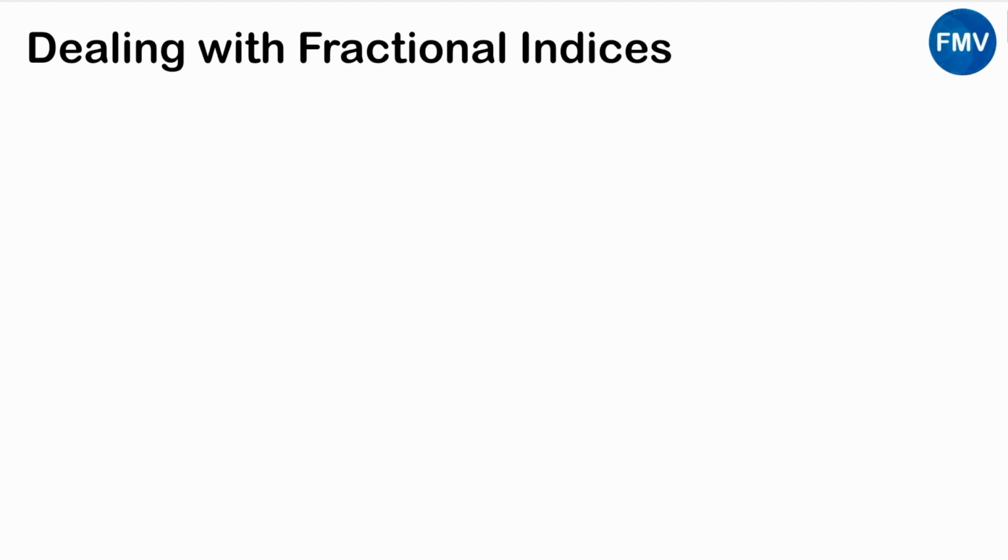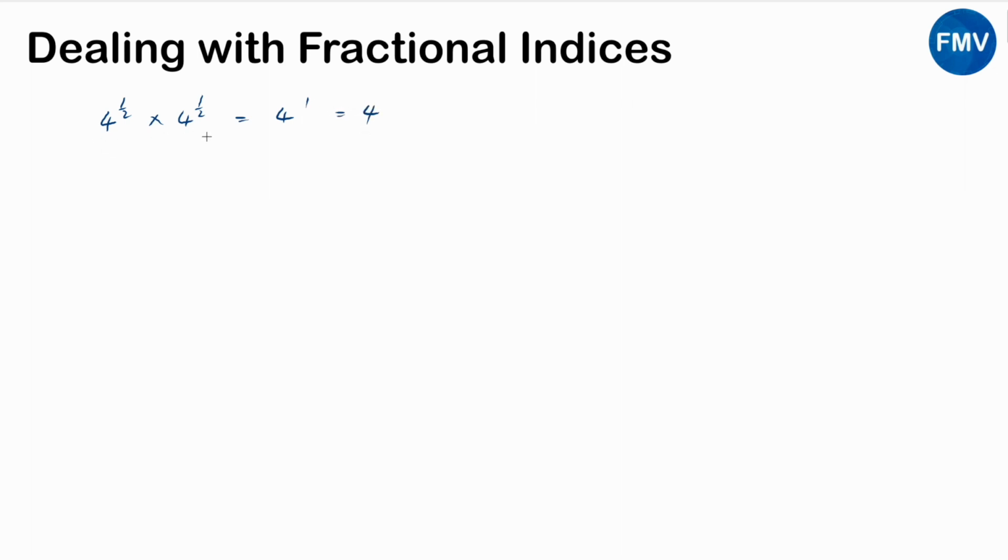So now it's time to deal with numbers that have fractions as indices. Let's have a look at an example. Here we have 4 to the power of half multiplied by 4 to the power of half. Remembering your rule for multiplication, you just add these indices, so we get 4 to the power of 1, which we don't put to the power of 1, we just write 4.